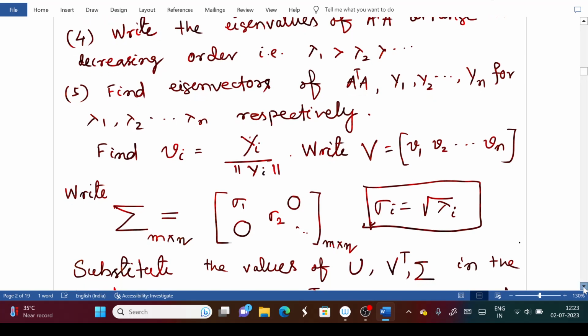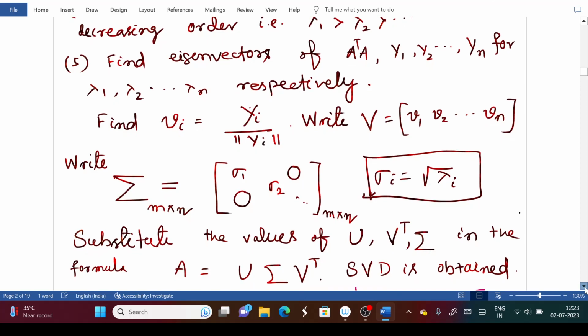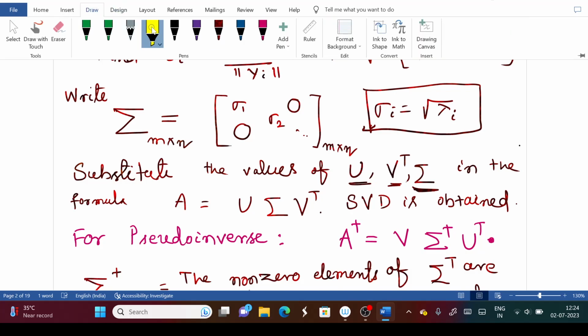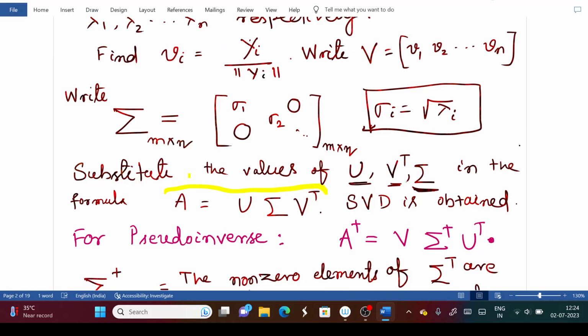So we have U, V, sigma. Now from V we can find V transpose. So we will substitute the values of U, V and sigma in this formula. This is our formula. In this formula we will substitute the values and we will get the SVD of A. Then after getting the SVD, we have U, V, sigma. We will use this formula to find the pseudo inverse.